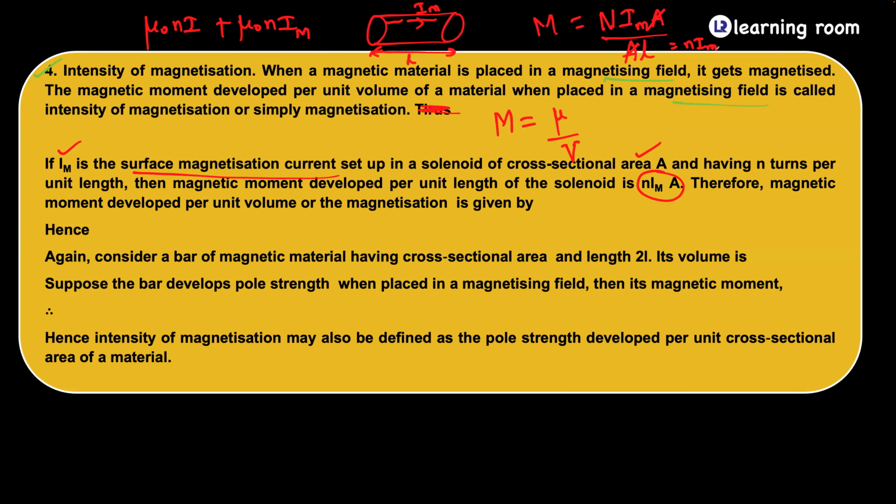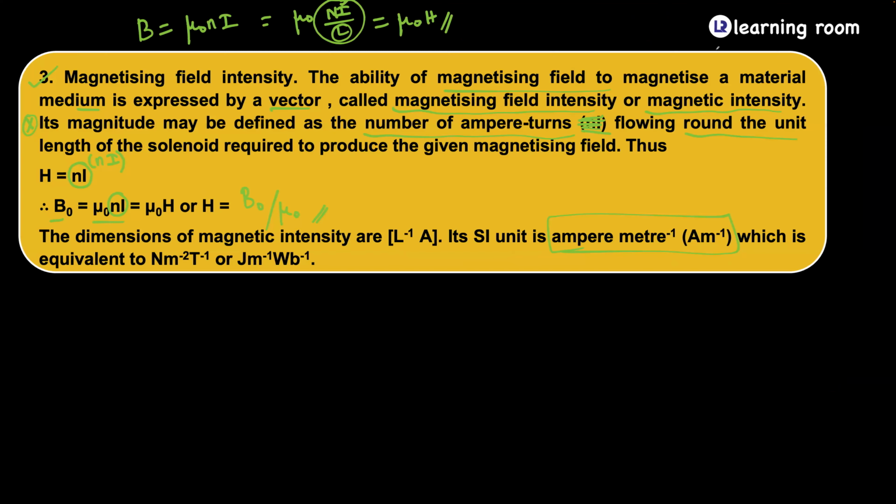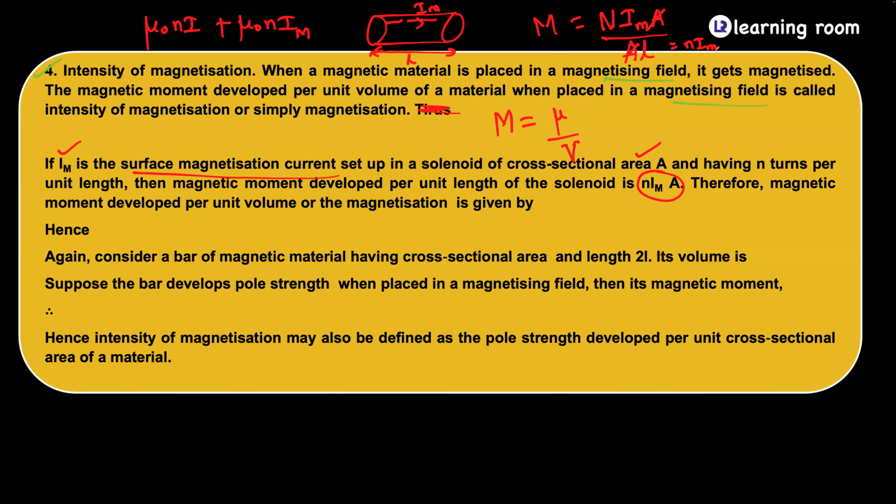See, when I spoke about the magnetizing field intensity, it is n into I, where I is the current flowing through the wire. Whereas the intensity of magnetization is given as, is it not looking similar? n into I only. But what is the difference? This is IM because it is the current getting generated due to the induced magnetic field. So this is small n into IM. Are you able to understand?